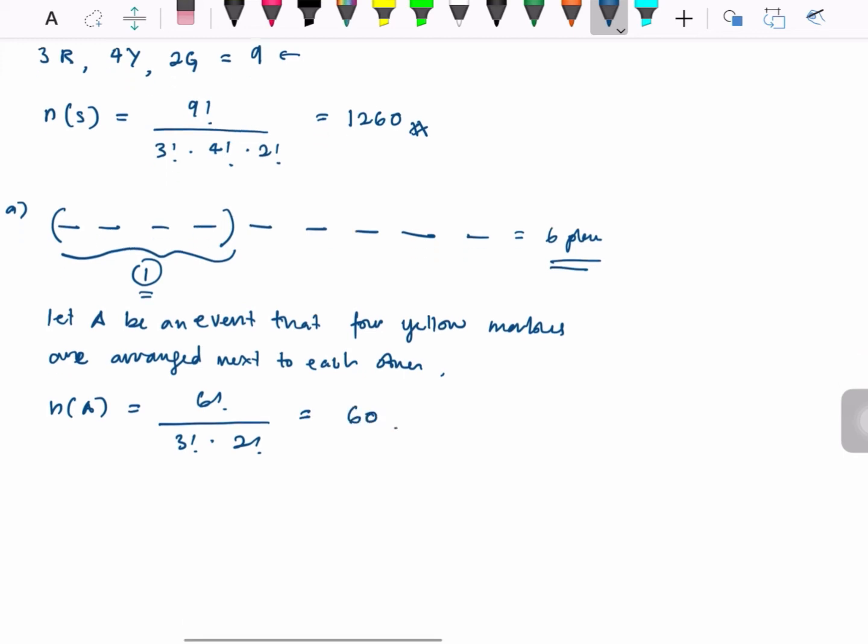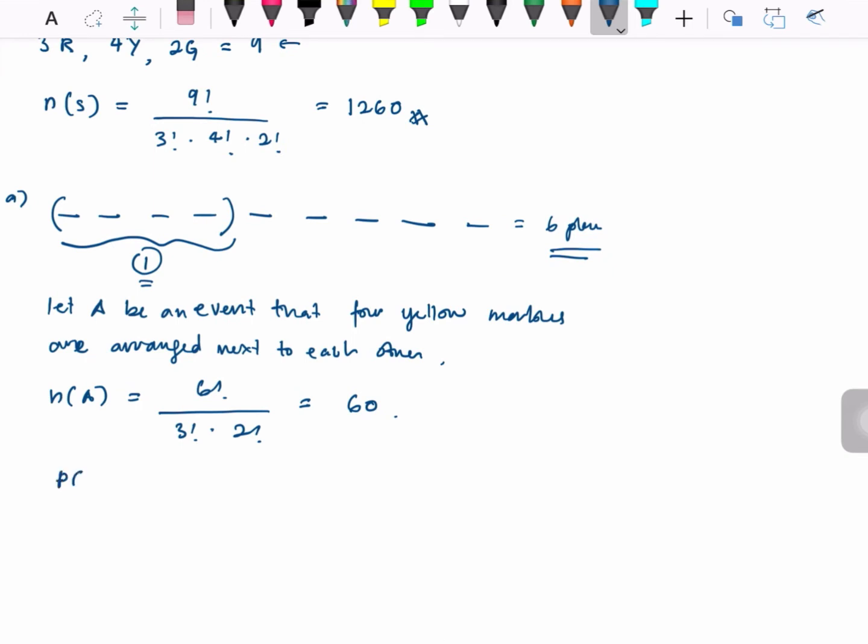Now in order to find the probability of A, we use the definition of probability, whereby we have n(A) divided by n(S). This will be equivalent to 60 divided by 1260, which after simplifying equals 1 over 21.